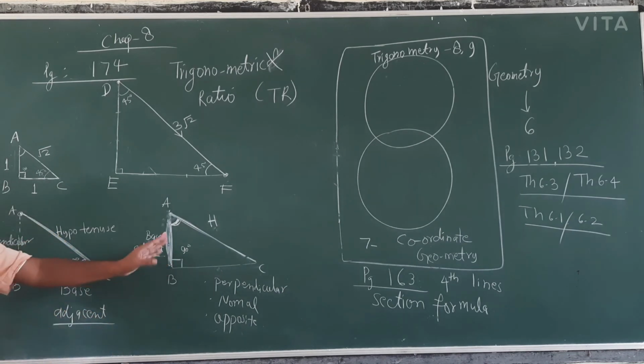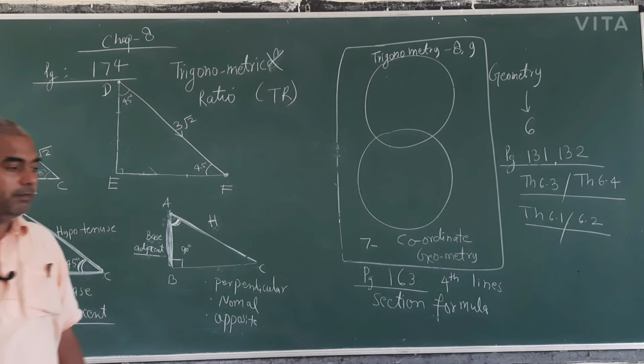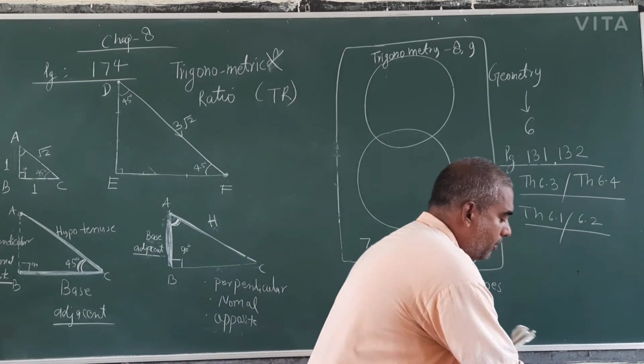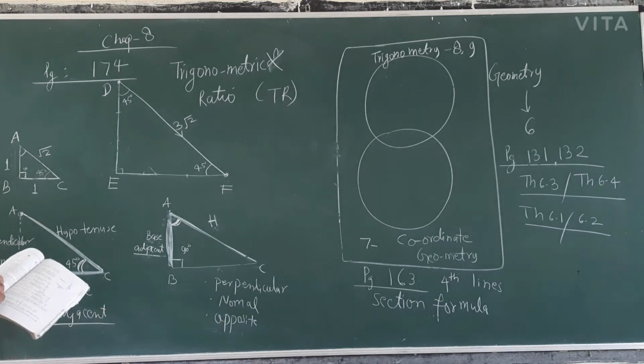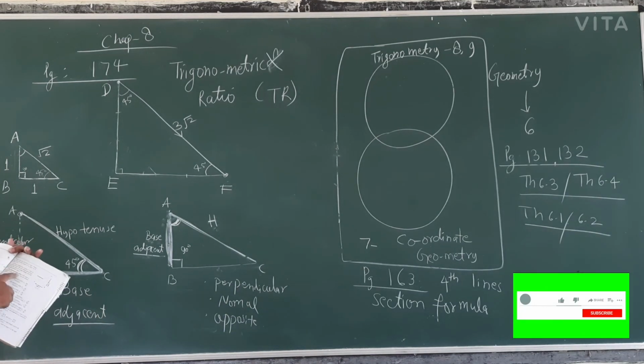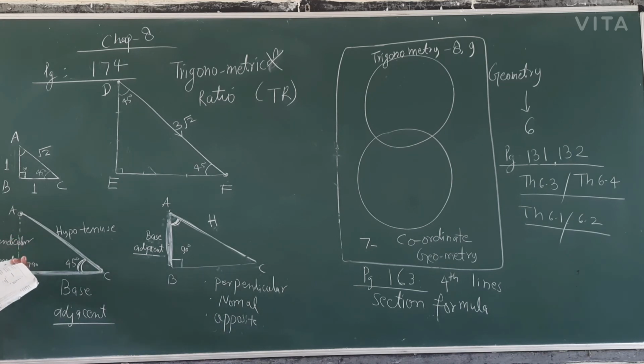So this was the base, and base, adjacent, it is given in your book, page number 175. So read one time, look in your book. And the three TRs, page number 175, TR ratio is given. Sine of angle A, cos of angle A, tan of. So I will teach you. Page number 175.